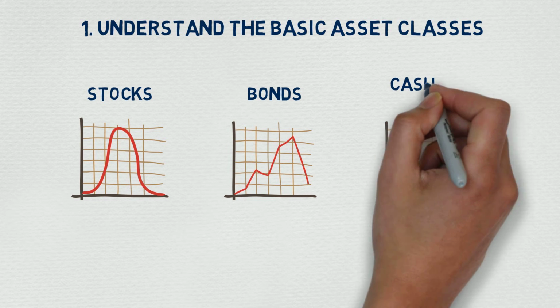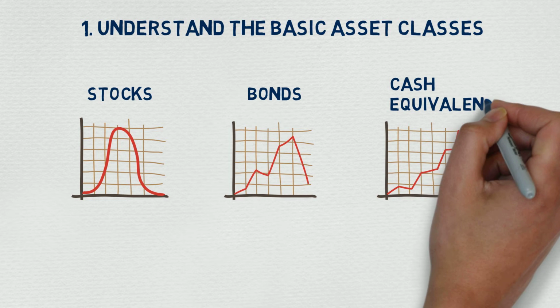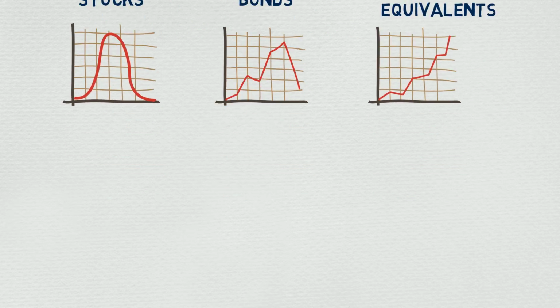Cash equivalents offer lower returns in exchange for lower investment risk, yet they may not always keep pace with inflation over time. Each asset class can go up or down at different times and for different reasons. Investing in more than one asset class, or a combination of the 3, may help balance your risk and improve your retirement outcomes.